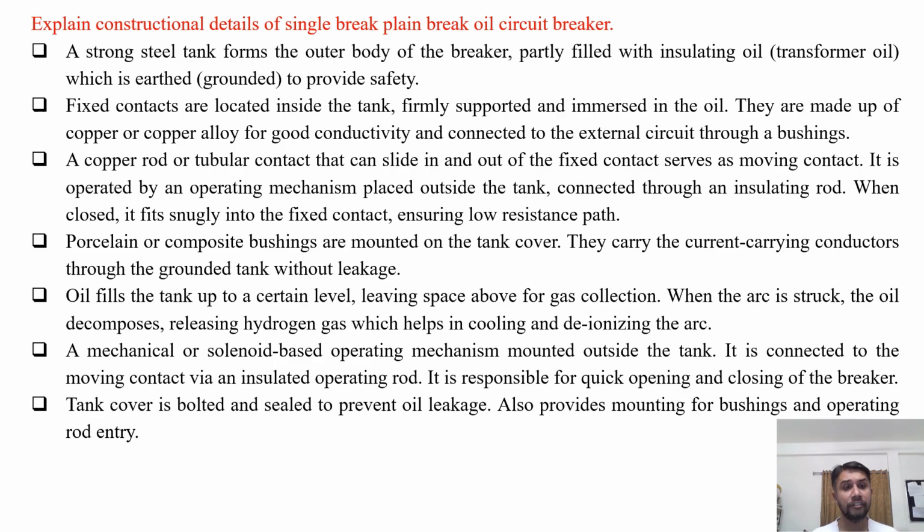When closed, it fits snugly into the fixed contacts, ensuring a low resistance path, and hence the current can easily flow through it. Porcelain or composite bushings are mounted on the tank cover. They carry the current carrying conductors through the grounded tank without leakage. So the fixed contacts are mounted under the bushings like this.